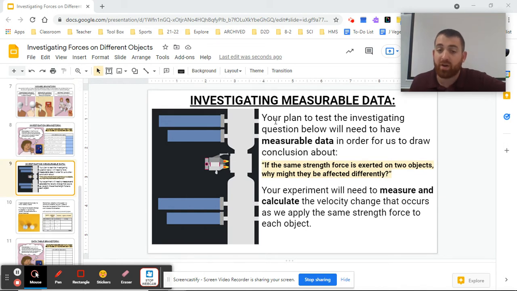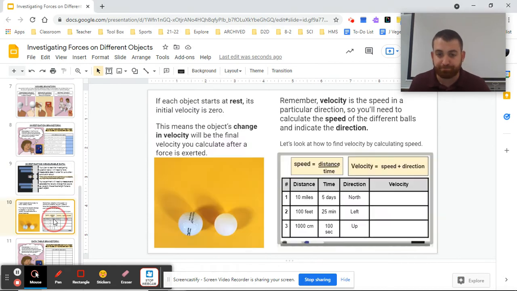So we need to figure out how we're going to find this measurable data if the same strength force is exerted on two objects and we're looking for how that might affect them differently. Your experiment will need to measure and calculate the velocity change that occurs as we apply the same strength force to our different objects. So let's take a look at how we're going to calculate and measure that.